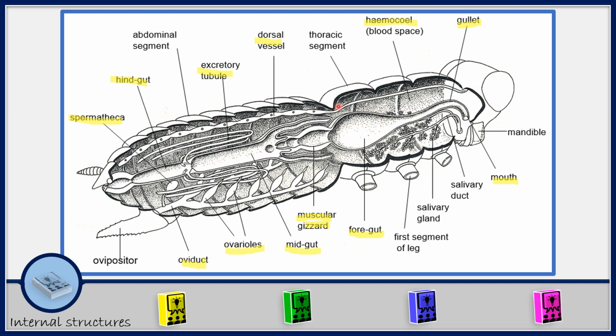And you can see that here, these are thoracic segments. The first, the second, and the third. We call them the thoracic segments. They are near the head. And then at the back here, these ones are abdominal segments. Those ones we call the abdominal segments.